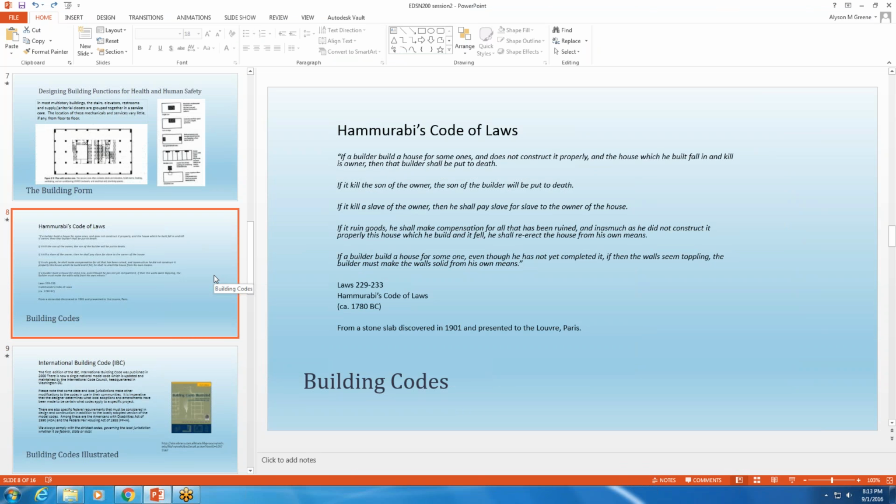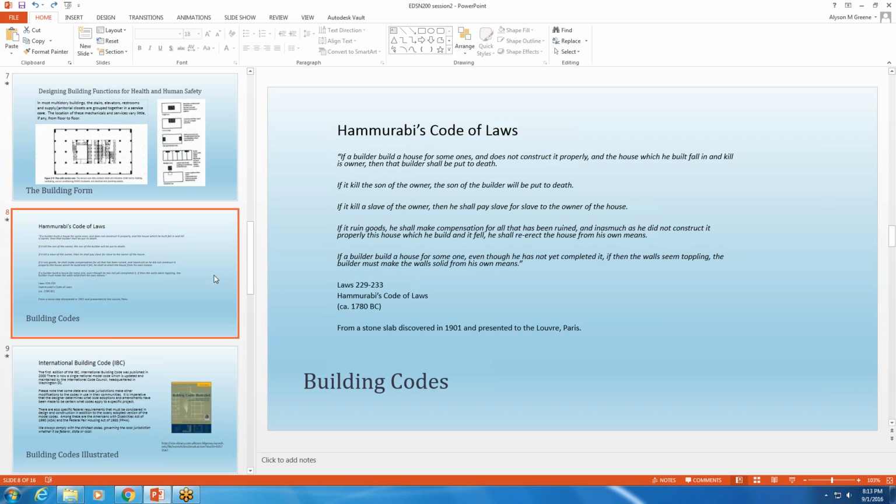So Tan posted for me in your first Blackboard session of conversation a little bit about Hammurabi's Code of Laws and how that comes into the very basis of the building codes. So it reads, if a builder built a house for someone and does not construct it properly, and the house which he built falls in and kills its owner, then the builder shall be put to death. If it kills the son of the owner, the son of the builder will be put to death. If it killed the slave of an owner, then he shall pay slave for slave to the owner of the house.